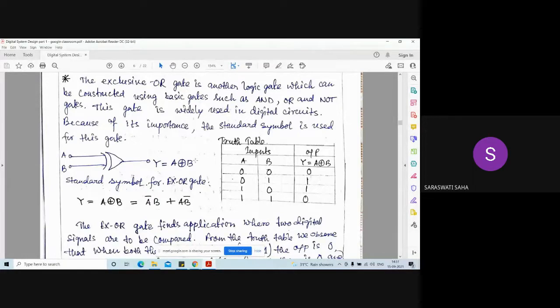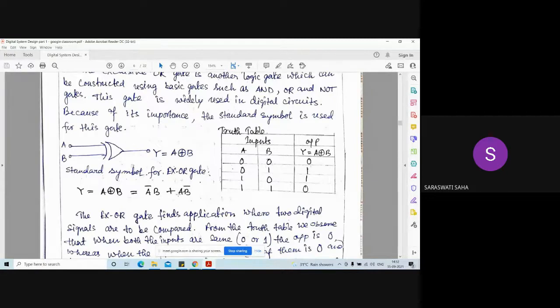So what is the logic symbol for the 2 input XOR gate? It is just like the OR gate, but it is separated by a parenthesis-like symbol, this. So this is the logic symbol of a 2 input XOR gate, and this is the output expression for the XOR gate. If we write A plus B, it is the OR gate, but when this plus sign is within a circle, it means it is the exclusive OR gate. And what is the output expression? A not B plus A B not.